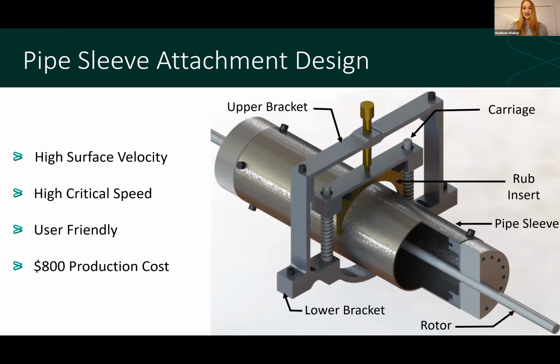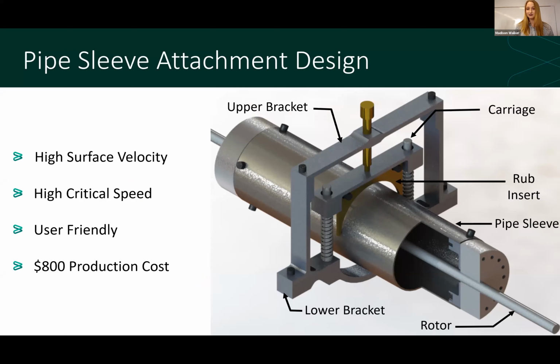This is our second design. This is the pipe sleeve attachment design. This is a little bit similar to the other one in that the bracket is pretty much the same, but we really wanted to grow that rotor a little bit artificially, sort of. We put that pipe sleeve on there with the mass disc and a couple of couplers, and we actually used pretty much the same bracket design to engage.